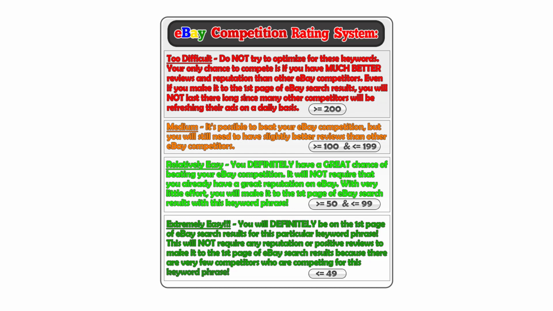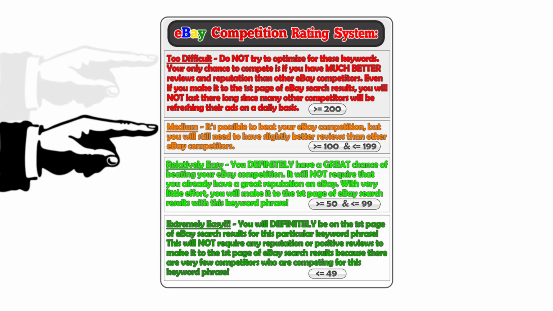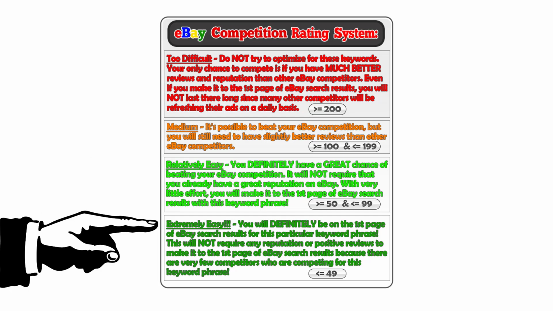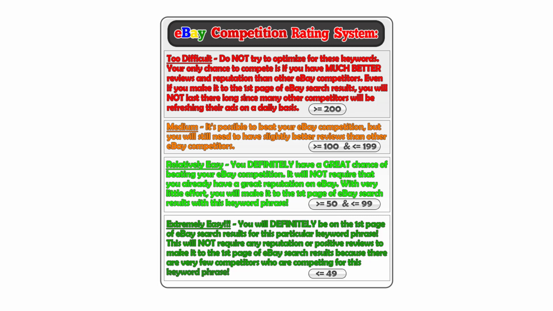Okay, so how do you use this chart? Well, this chart is a guideline for the strength of competition, or the amount of competitors, to help us quickly make a decision on whether we should target specific keyword phrases for our eBay shop or not. This chart helps to speed up the process of decision making about whether keywords are too difficult, medium difficulty, relatively easy, or extremely easy to rank to the first page of eBay search results, which is the goal we're ultimately aiming for here. Okay, so let's go ahead and quickly read over this chart and pay close attention to the numbers that are laid out here for us.